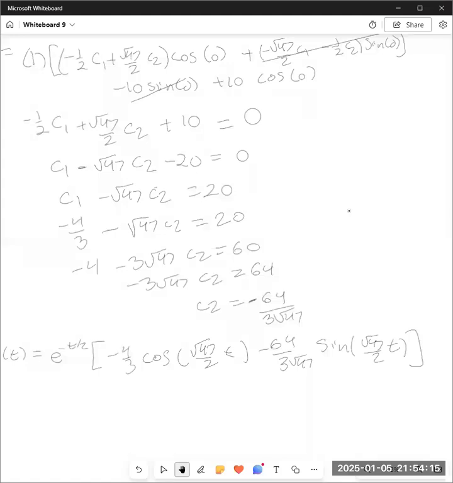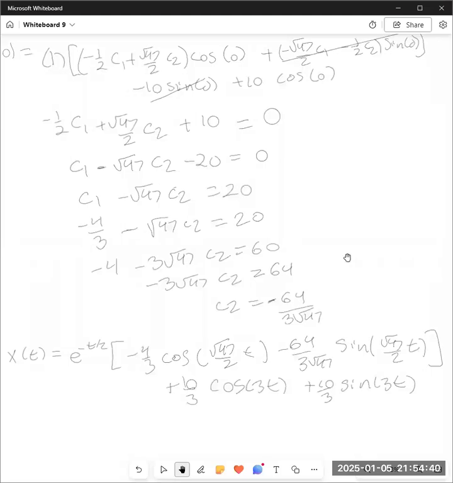And my xp part is still going to be plus 10/3 cosine of 3t plus 10/3 sine of 3t, and that's my total solution x of t there. So you can see those are longer problems because we have to have a non-homogeneous equation here for driven motion.